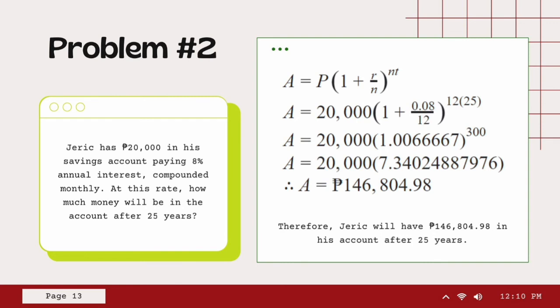It becomes A equals 20,000 times 7.34024887976. And lastly, we perform the final operation, which is multiplication. Thus, A equals 146,804 pesos and 98 centavos. Therefore, Jeric will have 146,804 pesos and 98 centavos in his account after 25 years.